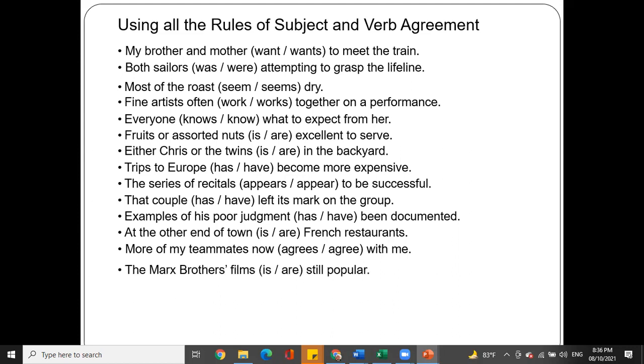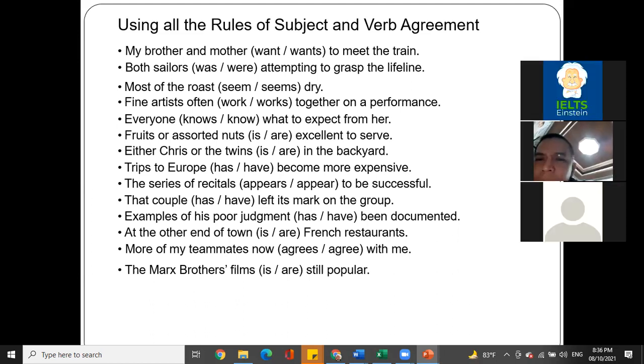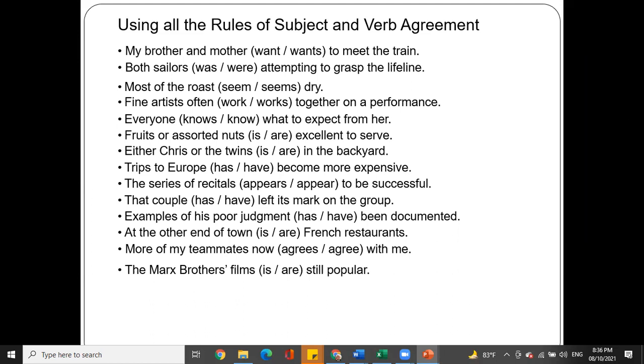The Marx Brothers films are still popular. Three-fifths of the members supported. Three-fifths of the members support it. Units of measurement are singular.